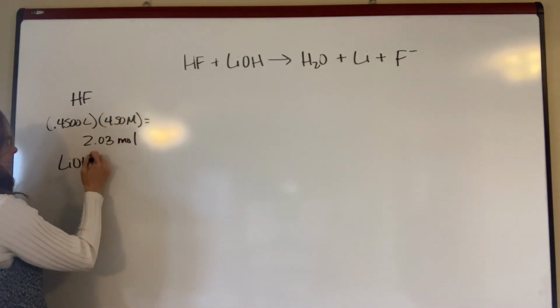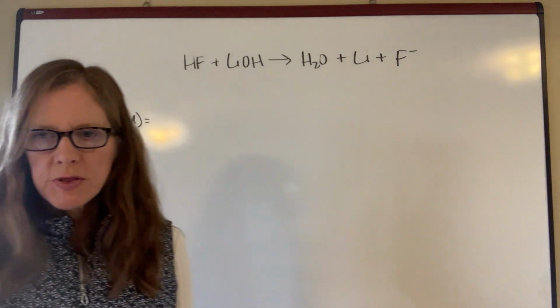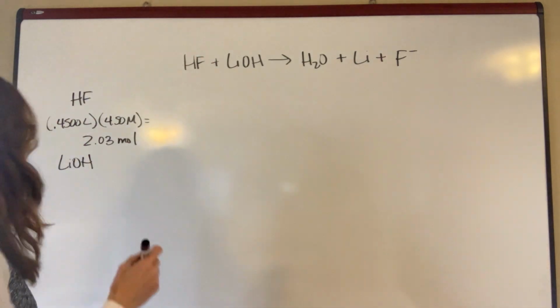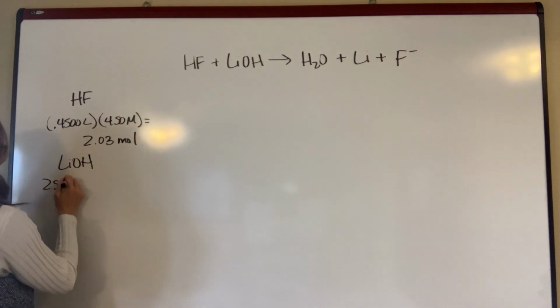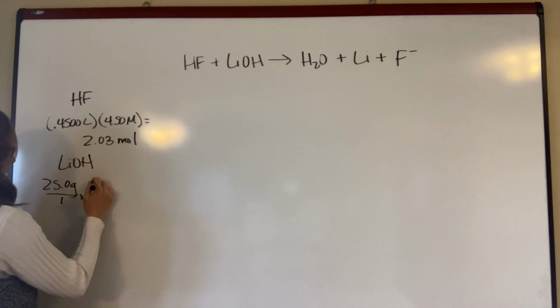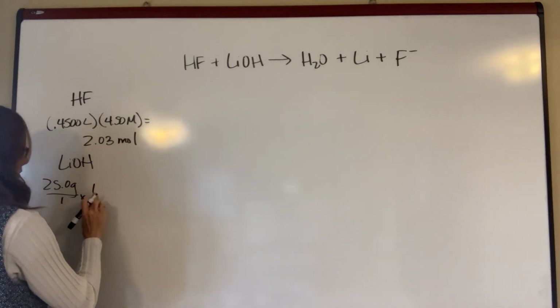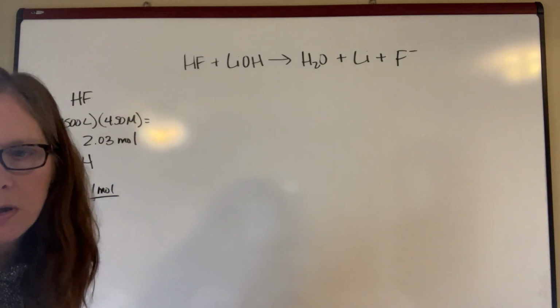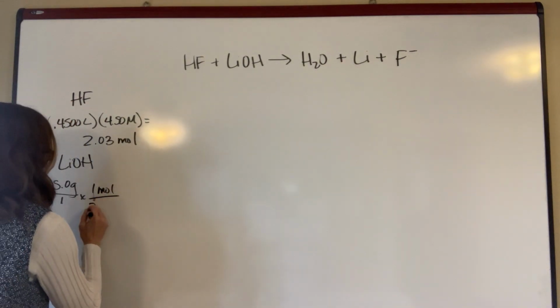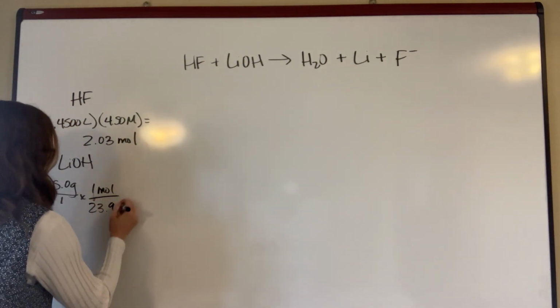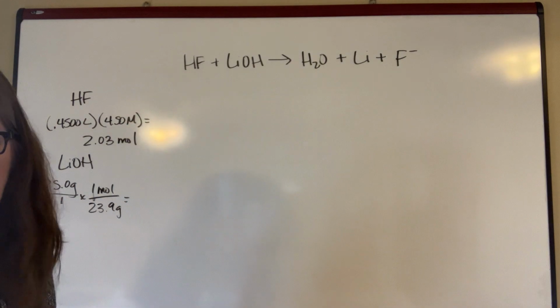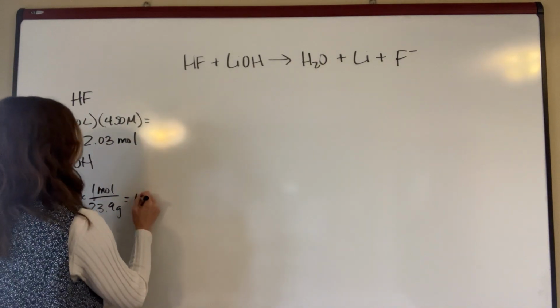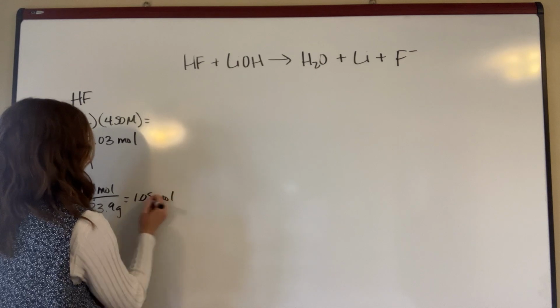For the lithium hydroxide, they told me that I was going to use 25 grams of that. So I have 25 grams. And 1 mole of that, if you use your periodic table, you're going to have 23.9 grams. And so dividing that out is going to give you 1.05 moles.